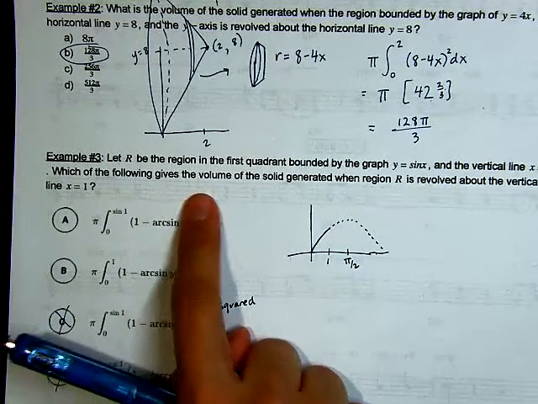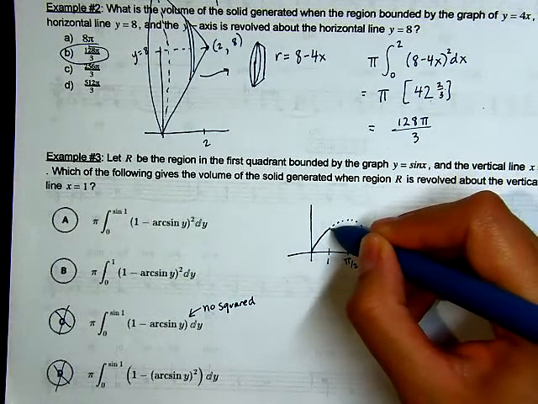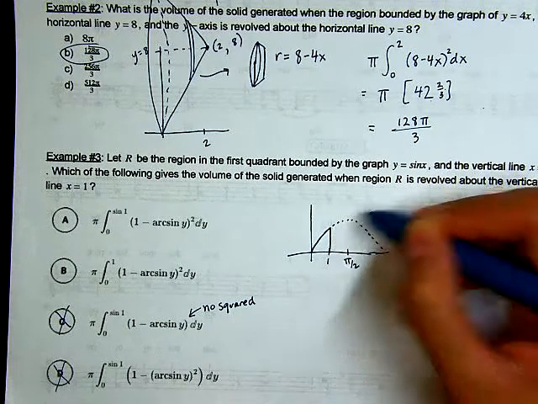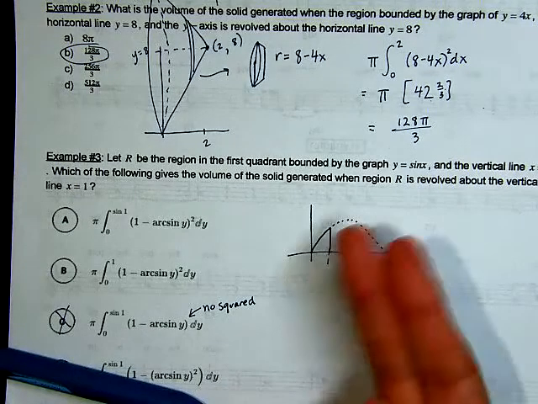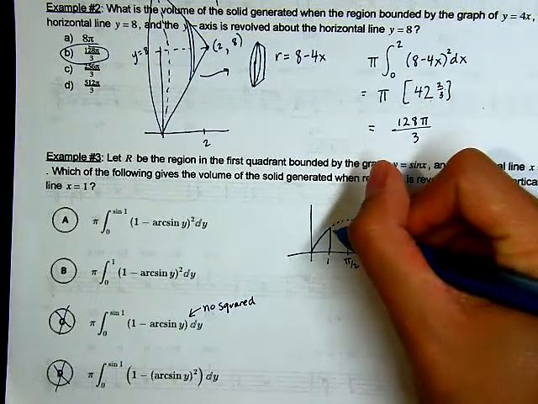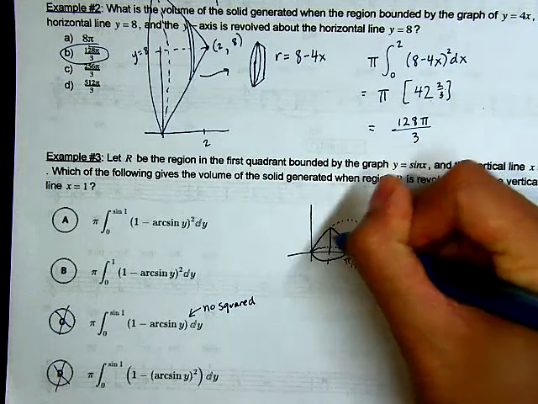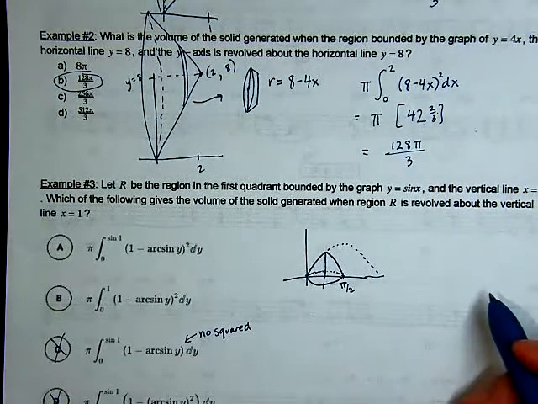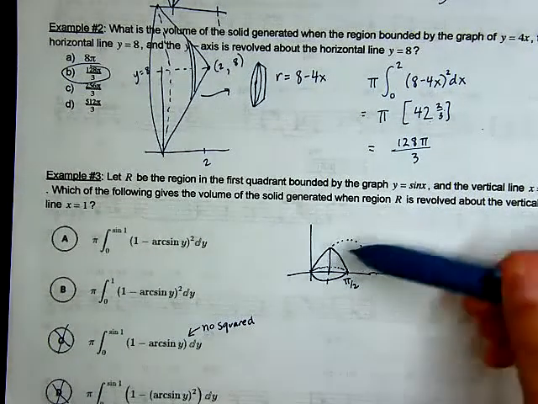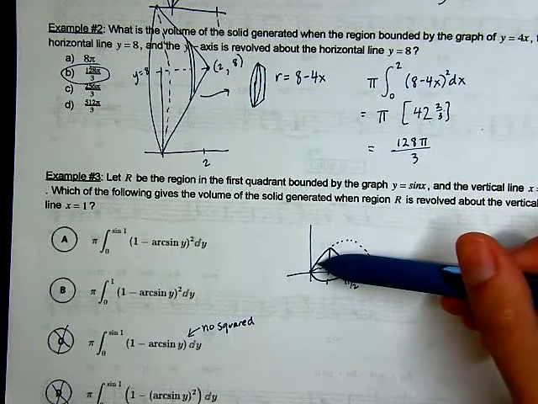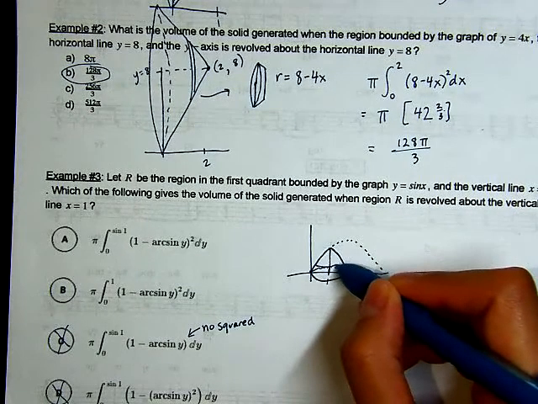Which of the following gives the volume of the solid generated when region R is revolved around the vertical line x equals 1? So I am taking this line, x equals 1, and I'm going to rotate this piece around x equals 1. So if you can imagine, my rotation should look something like this. You'll notice here, because we're rotating around a vertical line, this time our slices are going to be horizontal.